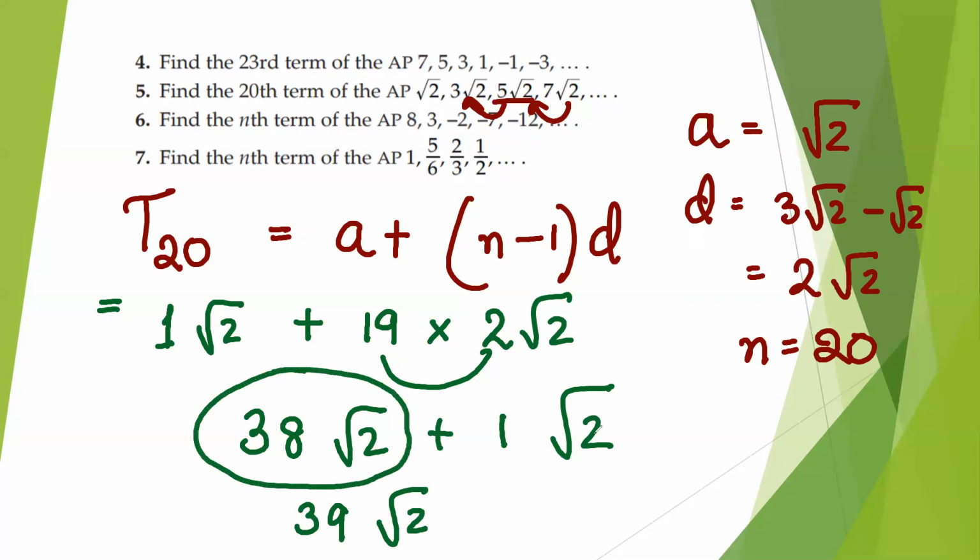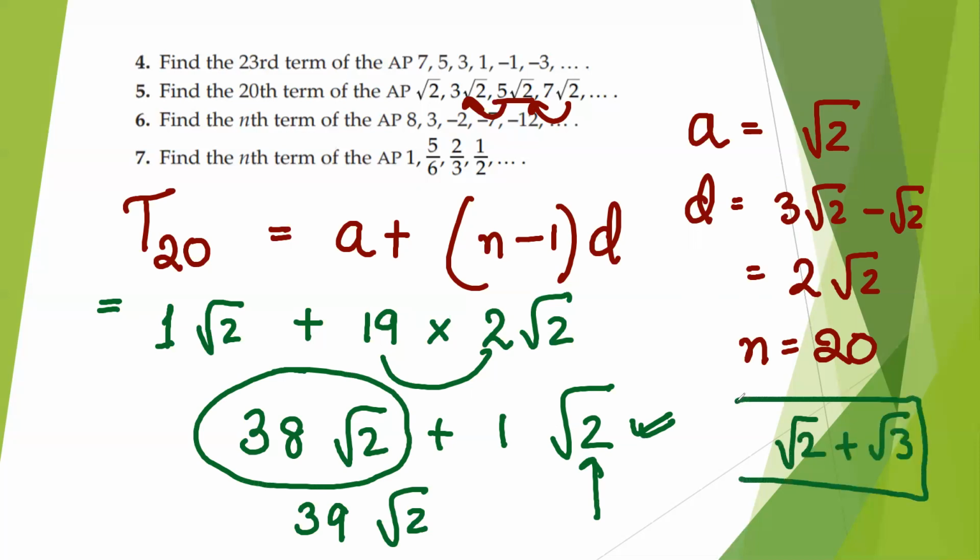Surds can be added only when the irrational part of the number, these are irrational numbers, is the same, correct? So you can only add if it is 38 root 2 plus 1 root 2. If it is root 2 plus root 3, we cannot add them, right? So let's see the next question.